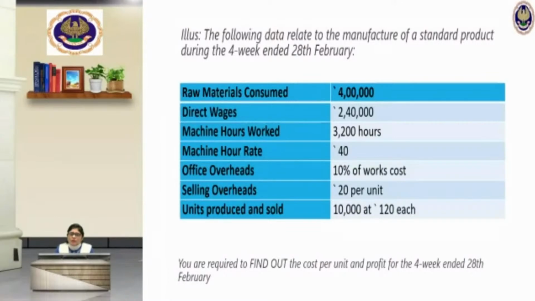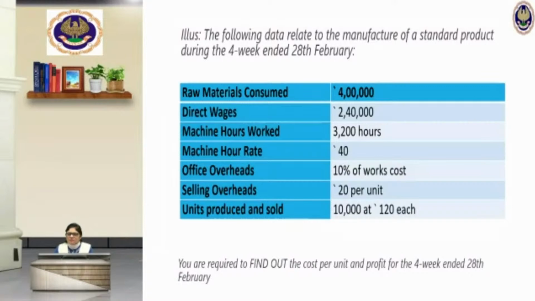Second, what are you supposed to calculate? So in this question, you have material, wages, machine hours, office and selling overheads. That means it gives you an idea of the cost sheet. Clear? All the elements of cost. We have direct material, we have direct labor, then we have all the three overheads.